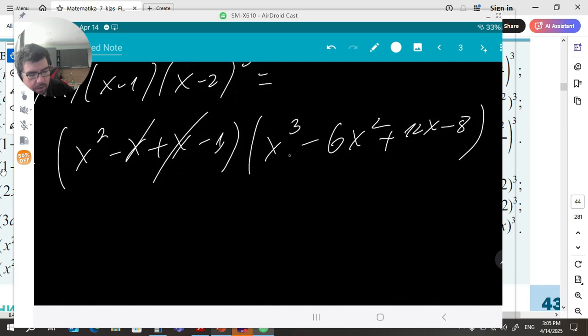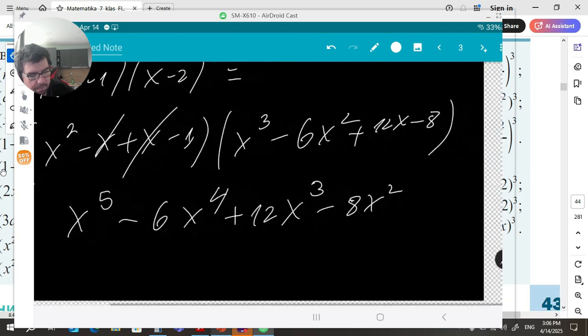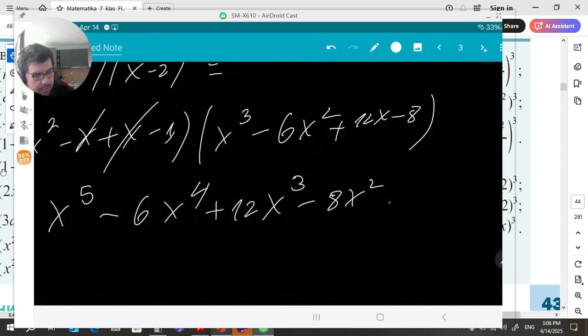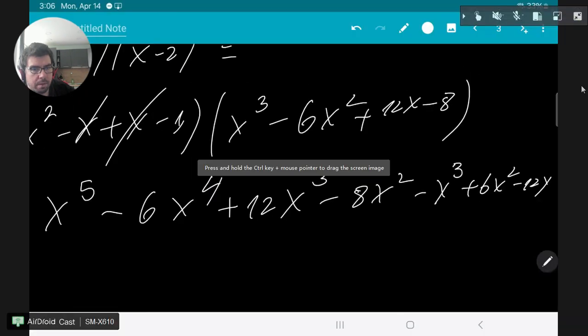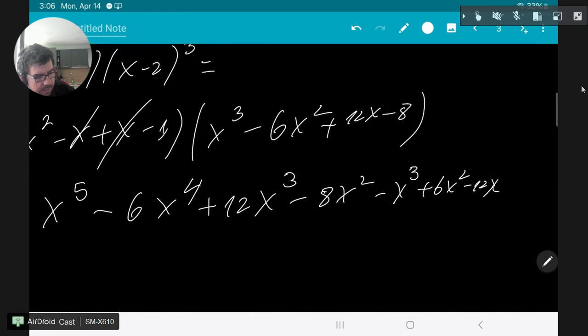So x squared times x to the power of 3 is x to the power of 5, minus 6x to the power of 4, plus 12x to the power of 3, minus 8x to the power of 2. And now the minus 1 will just exchange the signs. So minus x to the power of 3, plus 6x to the power of 2, minus 12x, and plus 8, right?